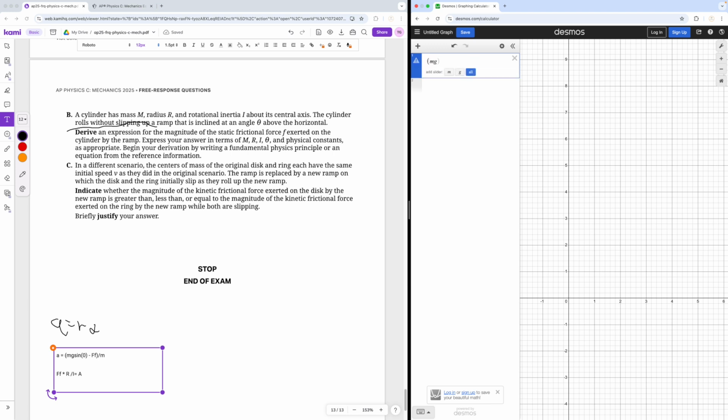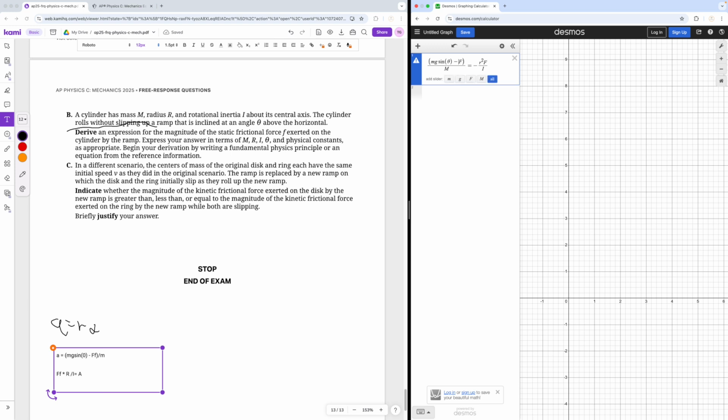So we have mg sine theta, I'm going to write that like this, mg sine theta minus F, which is our force of friction, all divided by m. Now this is going to be equal to negative r, because our angular acceleration is negative, so negative r squared, because we have an r over here, times F divided by I.